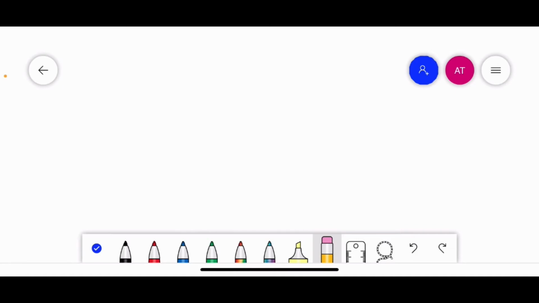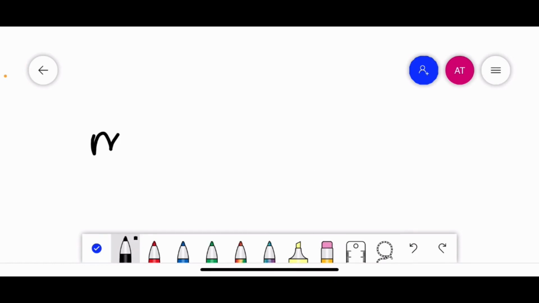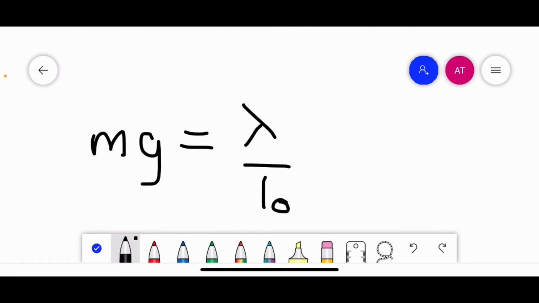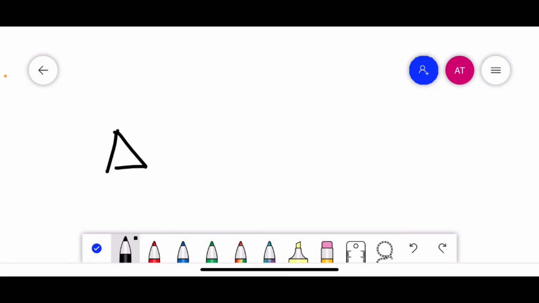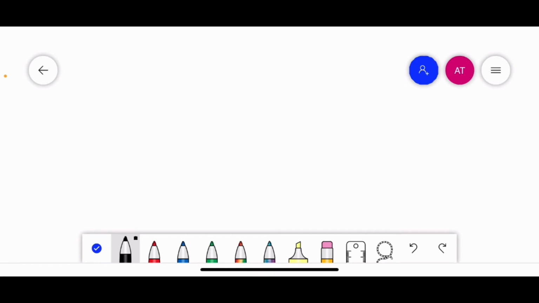So the first thing we need to do is calculate the original extension. They mentioned that the particle is in equilibrium. That means that the tension is equal to the weight. We can thus derive that mg is equal to lambda over original length times delta L, which is the extension. We substitute and find delta L to be 1.8375 meters.